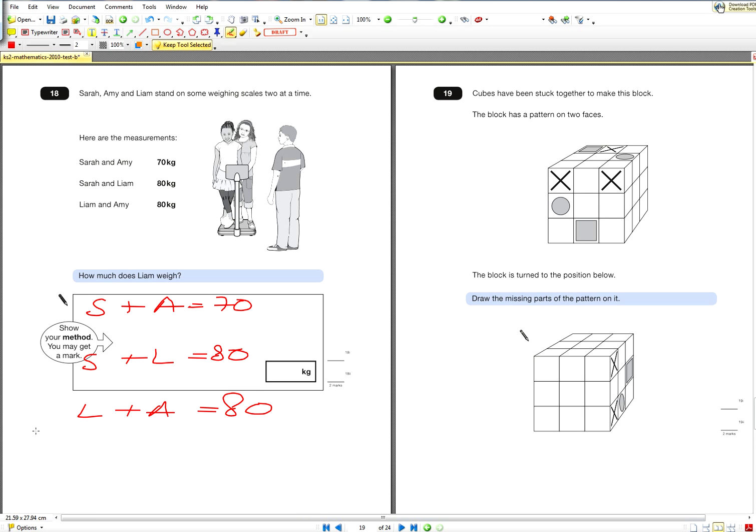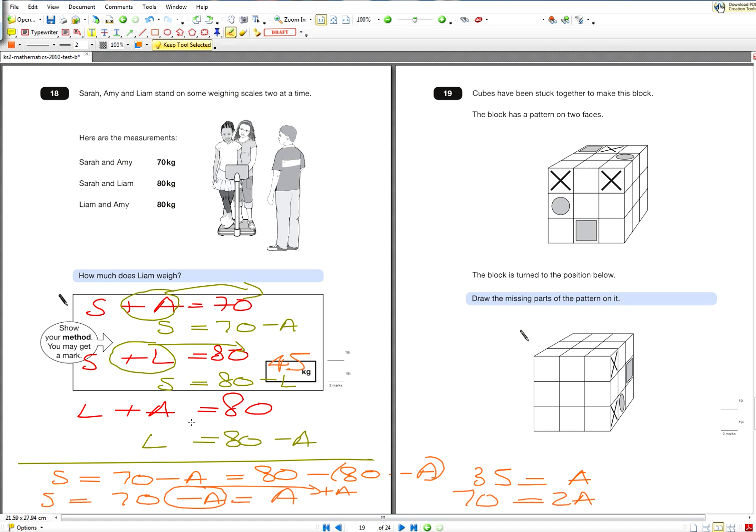So we have to work out the weight of Liam. We need to work out what S is worth first of all, so we need to make some equations equal to each other. What we've done here, we devised a few equations for S and A, and we rearranged, made S the subject in the first two. We rearranged the third L equation and substituted back in. We've done that over here at the bottom, and we managed to work out that the answer was 45 kg.